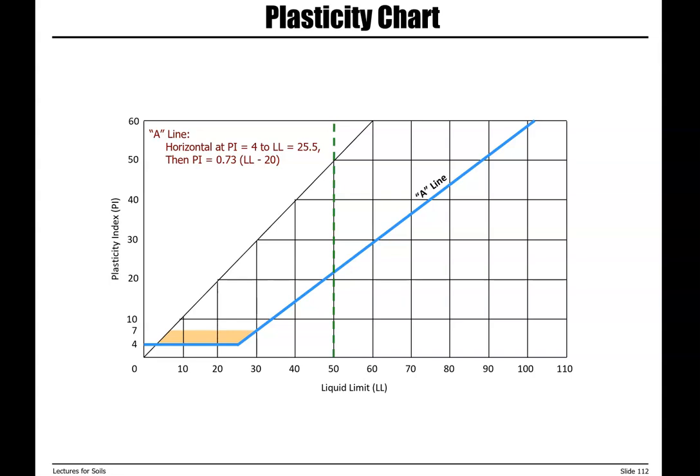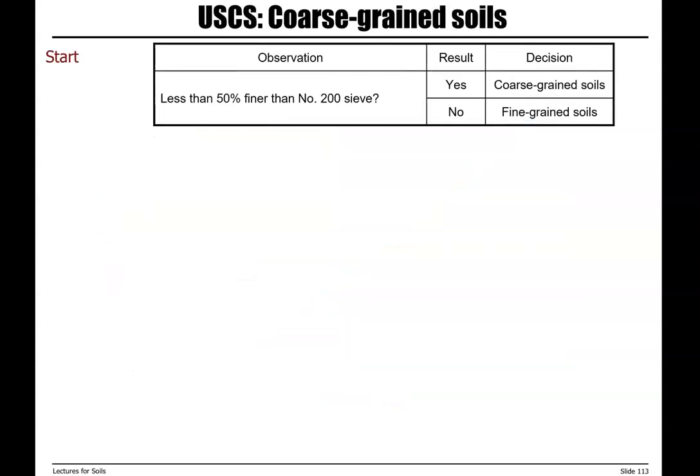This is the plasticity chart which I mentioned earlier. It shows plasticity index versus liquid limit. The A line is the blue line you see here, and the hatched area is the orange section of this chart.